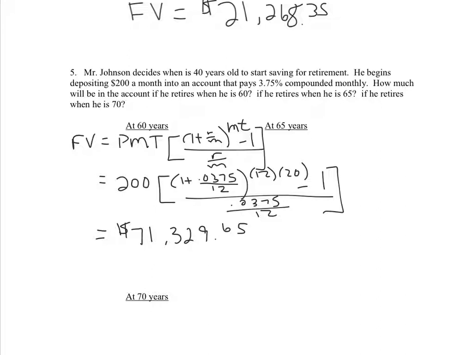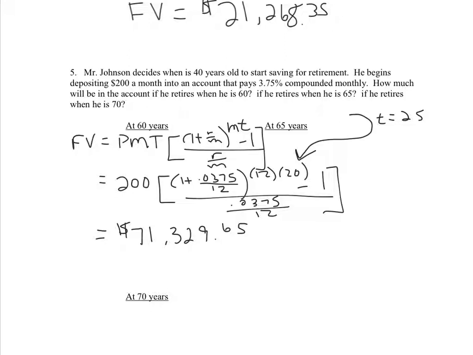Okay, that doesn't sound too bad, but I want you to see the difference that adding a few more years would make. If he waits until he's 65, the only thing that's going to change is right here. Our T will no longer be 20. T will equal 25. Everything else about this formula is identical. He's still putting in the same monthly amount. He still has the same interest rate.